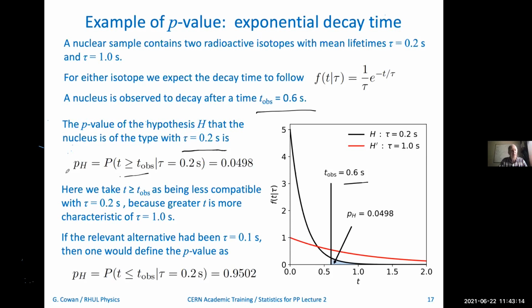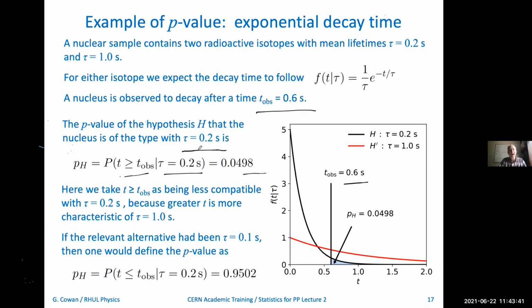And I would then say that the p-value of this hypothesis is the probability, under the assumption of 0.2 seconds, to find t greater than or equal to the observed time, which was 0.6, and that's 0.0498. So that's getting to be around the level where you would say that that hypothesis of 0.2 seconds is significantly disfavored.